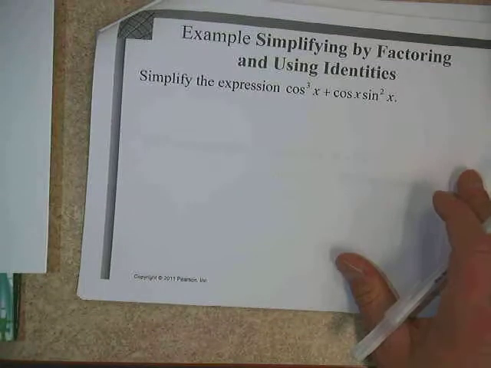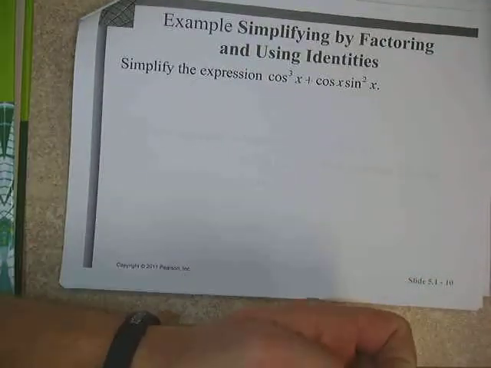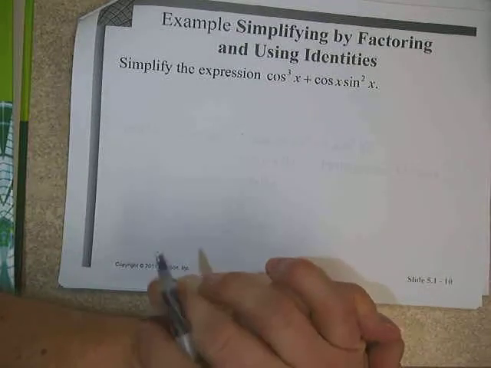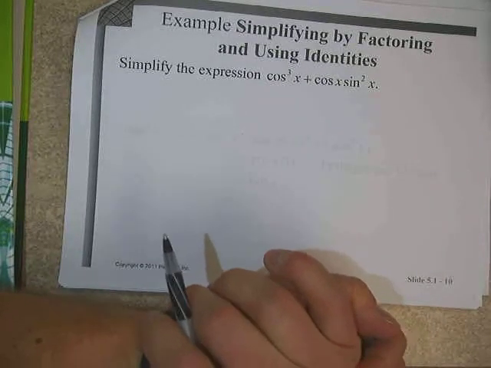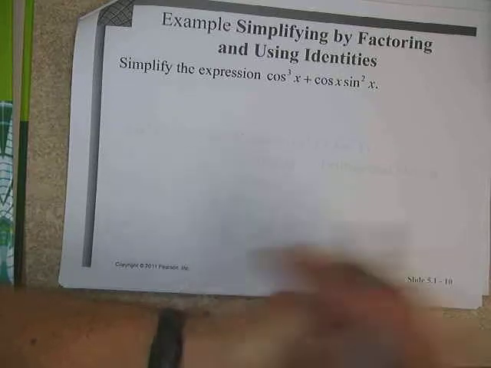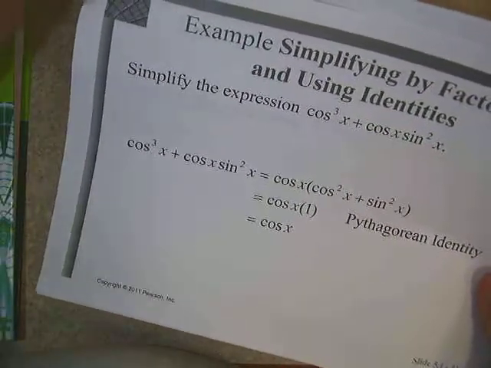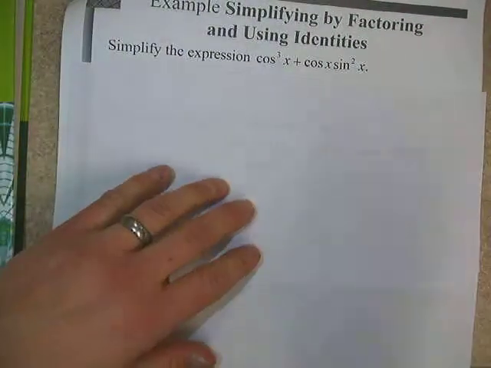Okay, one of the things that we're going to be asked to do here is to simplify expressions using some of our identities that we have possibly. So in this particular case, it says simplify cosine cubed of x plus cosine x sine squared x. I want you to take a look at the steps on this side.